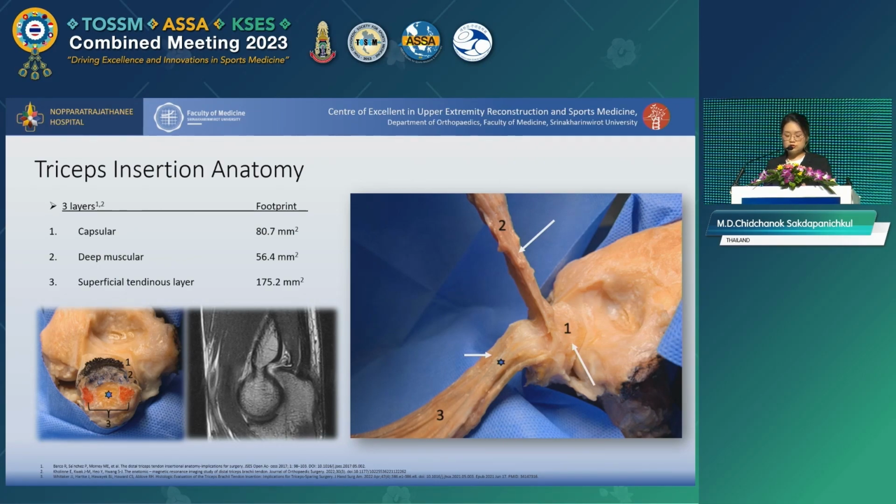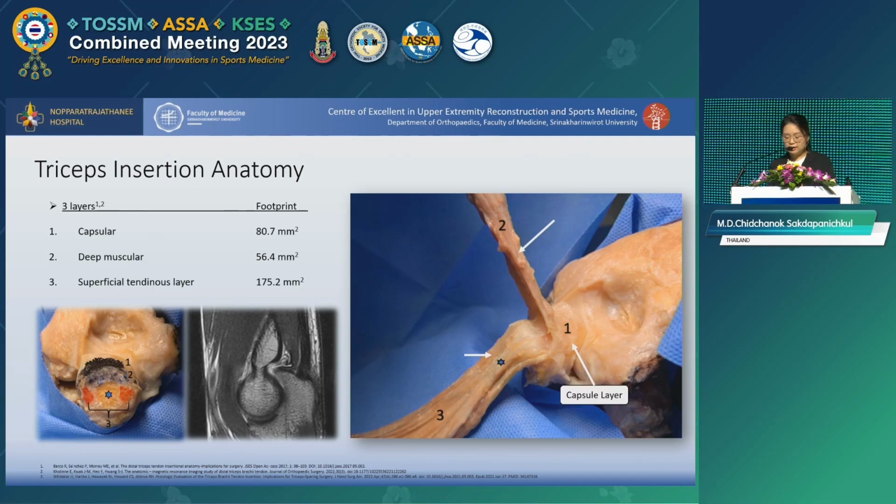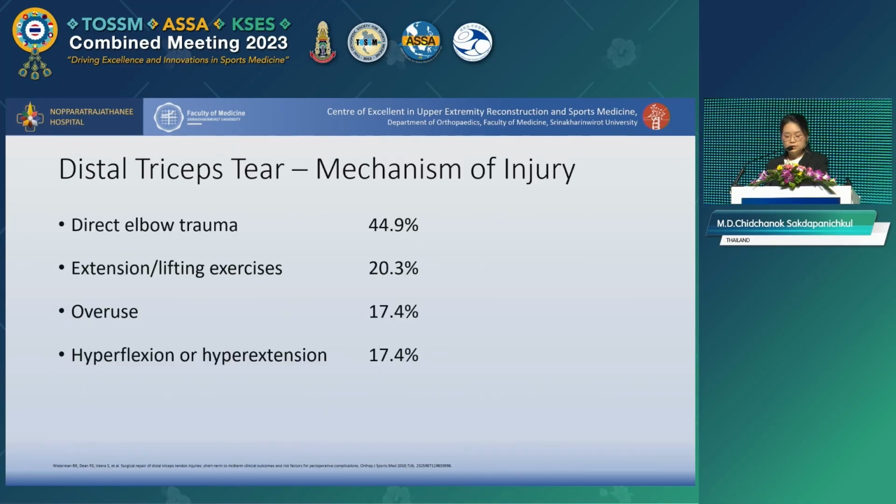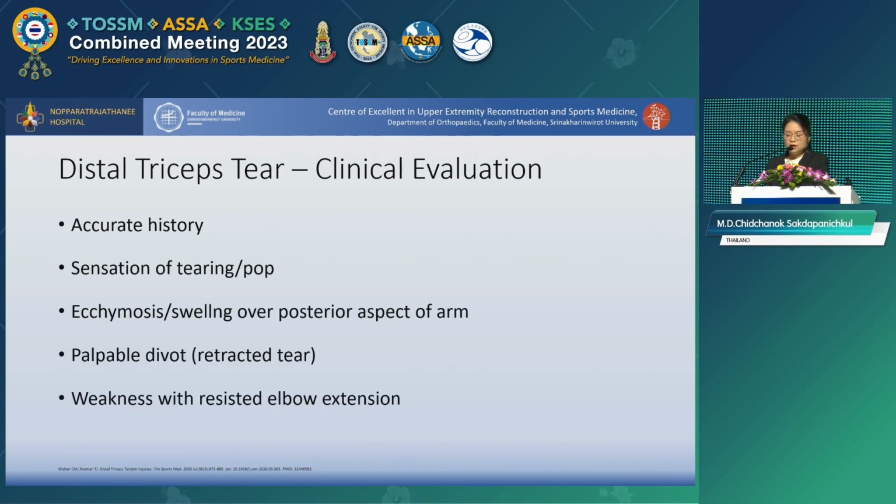All specimens show that the tendon has 3 distinct insertional areas on the olecranon, which are the capsular layer, deep muscular layer, and superficial tendinous layer. The distal tear usually occurs as a detachment of this tendinous layer from the bone. The tear can be caused by direct elbow trauma, exercise, or overuse.